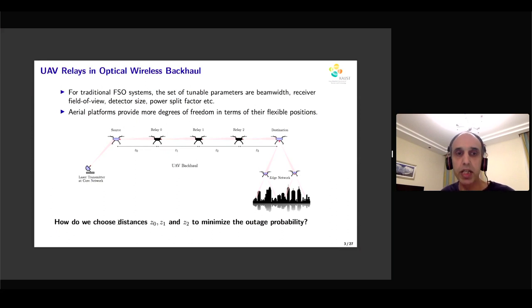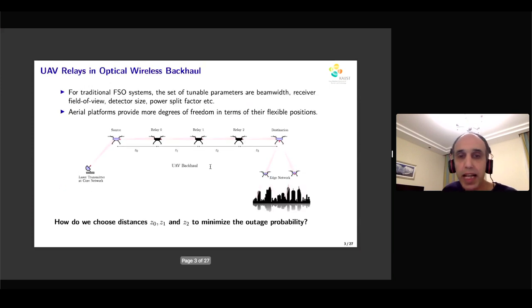So the goal of this project was: how do we choose the inter-relay distances, C0, C1, and C2, for these three relays in order to minimize the end-to-end outage probability, right? Of course, I'm assuming that the distance between the source and the destination is fixed, and we have to figure out how to arrange these relays in order to maximize the system performance, or minimize the outage probability in this case.